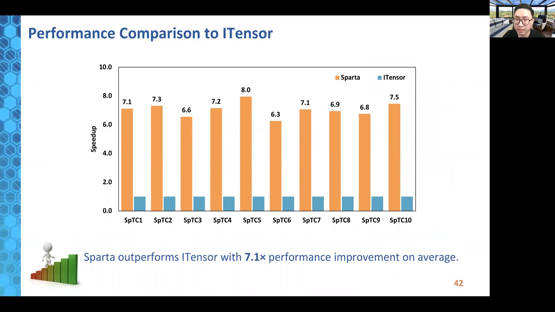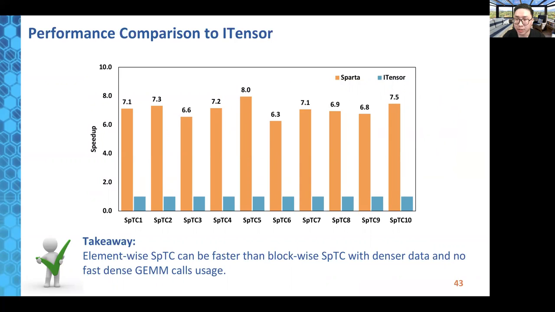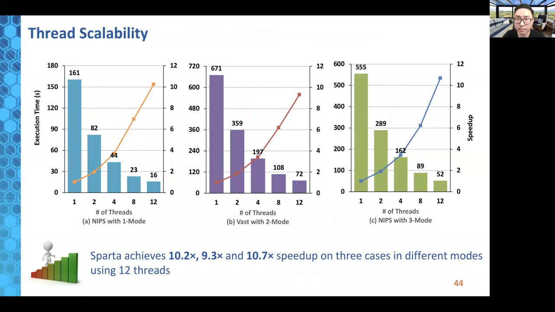This experiment shows that Sparta achieves 7.1 times speedup on average compared to iTensor. The takeaway message here is that element-wise sparse tensor contraction can easily beat block-wise sparse tensor contraction, even on denser data and low fast DRAM usage. The experiment on thread scalability shows that Sparta achieves around 10 times speedup on different modes using 12 threads, which shows the strong scalability of Sparta.